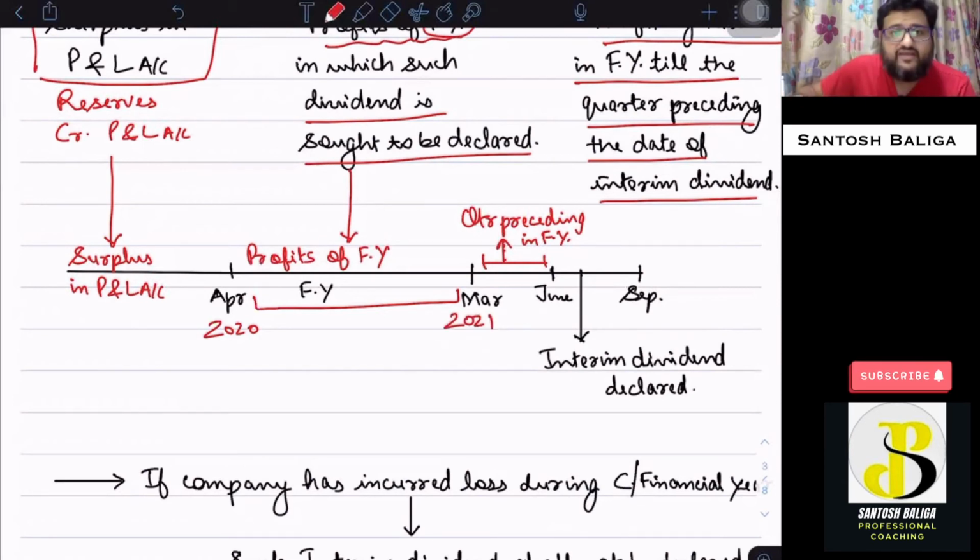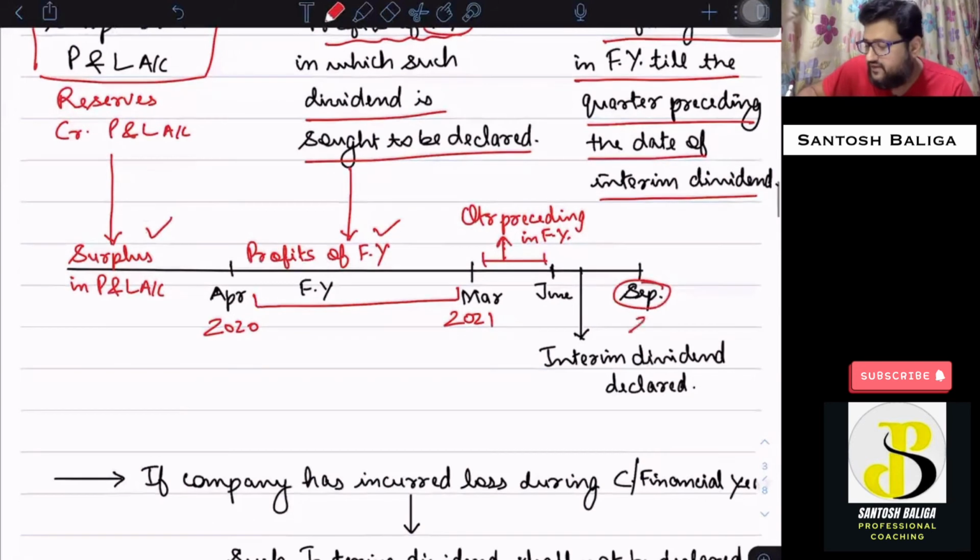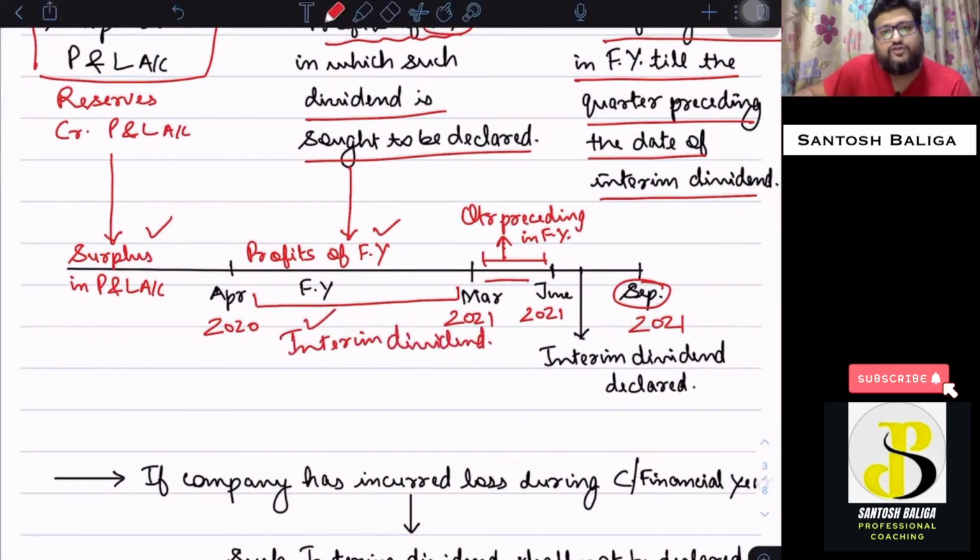So, apart from this, these two must be very clear to you. The third one is that in case the company is giving interim dividend after the closure of the financial year, but before the holding of the AGM, say the AGM is being held in September 2021, in that case, what is the previous quarter of this financial year? Previous quarter is June 2021. So any profits which have been earned between April 2021 to June 2021 can also be used as a source for interim dividend. I hope this point is also clear to you.